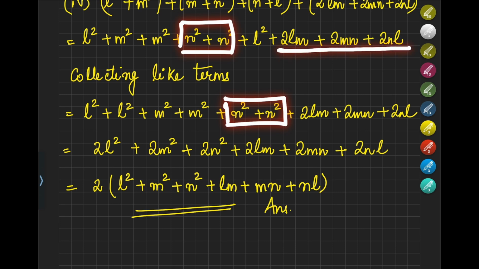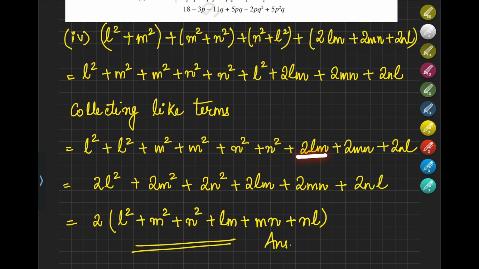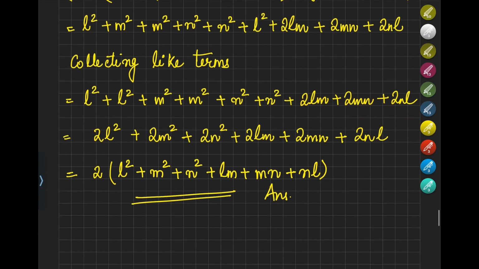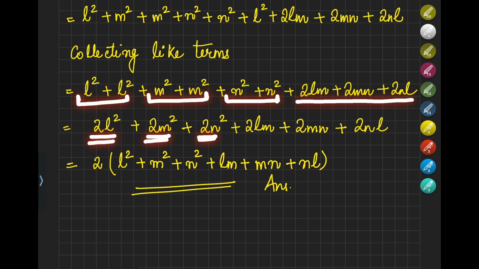And in the other parts of the expression, that is 2lm, 2mn and 2nl, there is no like term to these terms. Now after this we simplify. L square plus L square is 2L square, m square plus m square is 2m square, n square plus n square is 2n square, and then 2lm, 2mn, 2nl written as it is.